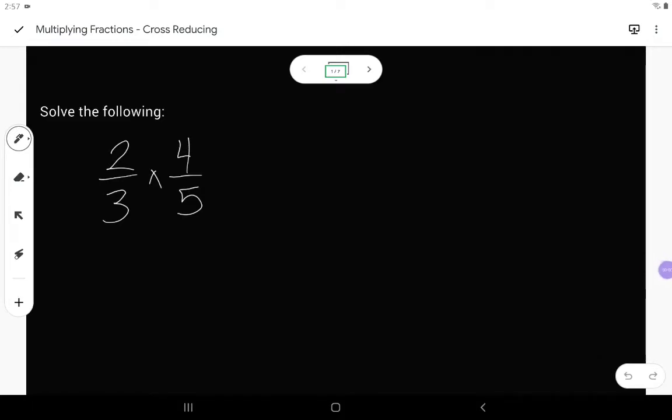In this video, we are going to look at multiplying fractions, but this time I don't want us to use any of those models. Now, if you haven't watched the one with the models yet, go back, watch that one first so you get an understanding of where this comes from.